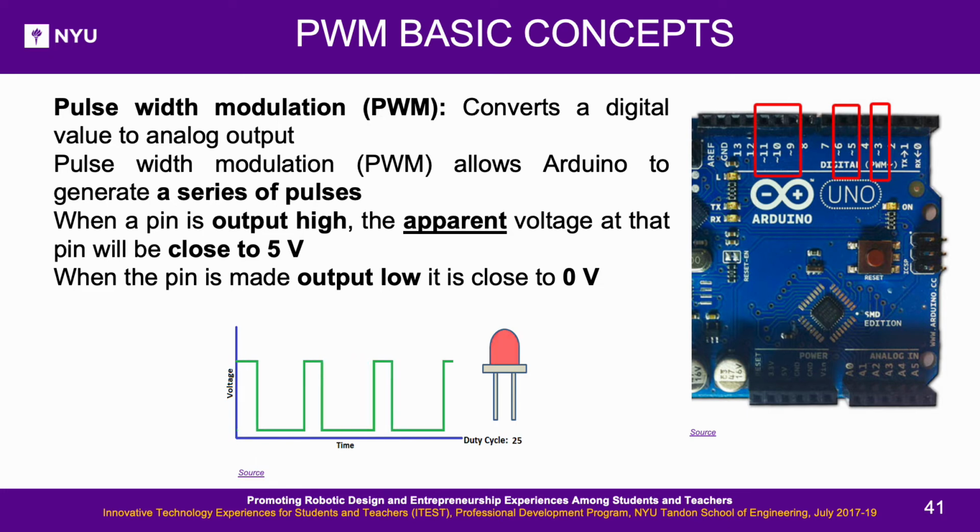Pulse width modulation allows Arduino to generate a series of pulses or a square wave, which is the signal switching between on and off. The on time is output high, which gives an apparent 5 volts or 3.3 volts at the pin. The off time is output low, which gives an apparent voltage of 0 volts at the pin. The duration of the on time, which is the high pulse, is called the pulse width of the signal.